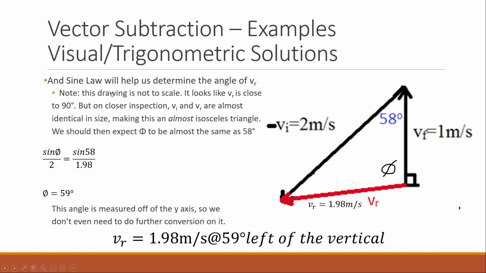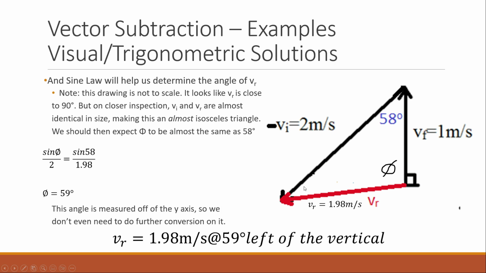Now just a little thing to note. This drawing, you might look at that and be like, hey, it looks like Vr is close to 90 degrees. I might run into an ambiguous case of sine law. While I would totally see where you're coming from, this is not to scale at all. And if you take a look at the values, Vi is 2 meters per second and Vr is 1.98 meters per second. Those are almost the same. So this is almost an isosceles triangle, meaning this drawing is definitely not to scale at all.